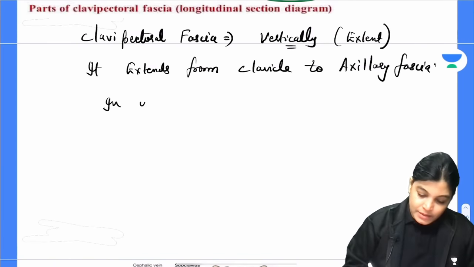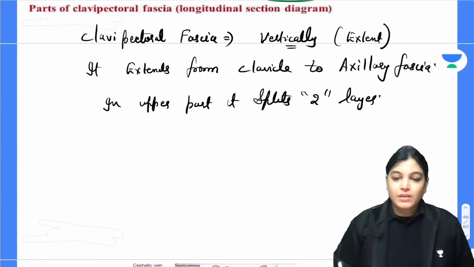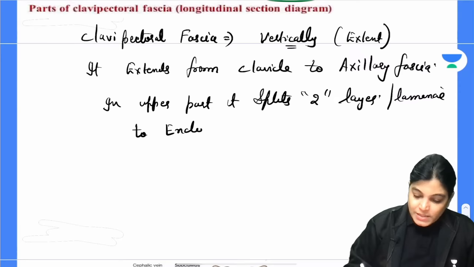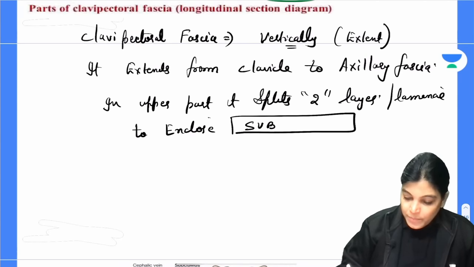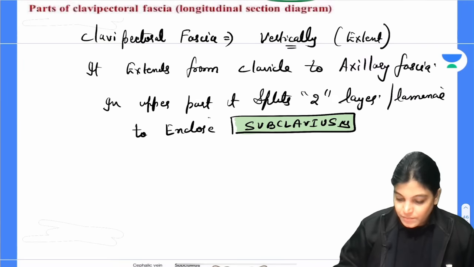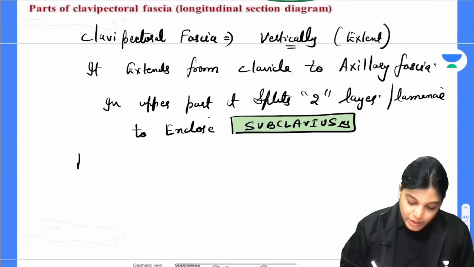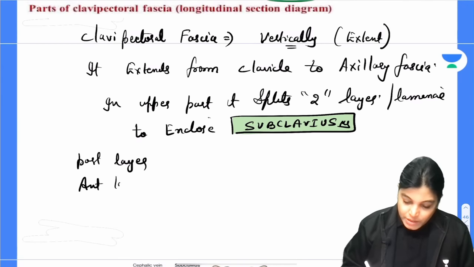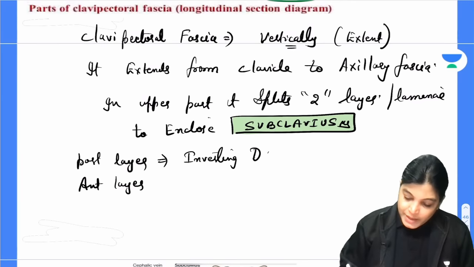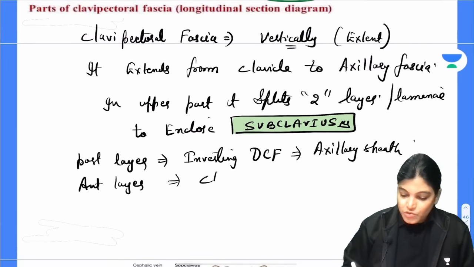Okay, in the upper part, it splits into two layers, or you can say two laminae, layer or lamina, both are similar, to enclose one muscle. To enclose which muscle, dear? To enclose the subclavius muscle. So here there are two layers, a posterior layer and an anterior layer. The posterior layer is a continuation of the investing layer of deep cervical fascia, which will ultimately merge with the axillary sheath, and the anterior layer will merge with the clavicle.